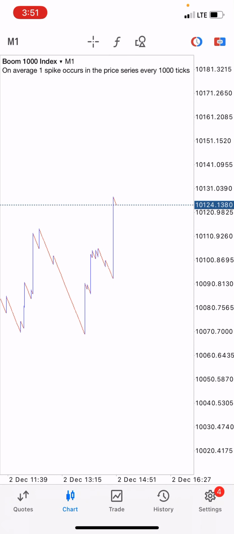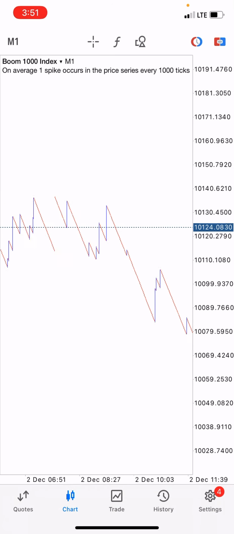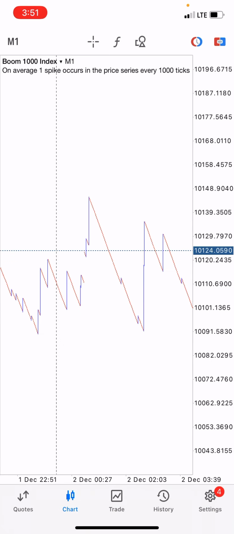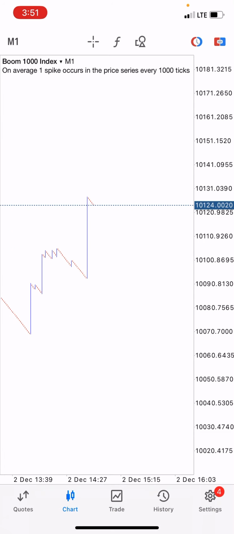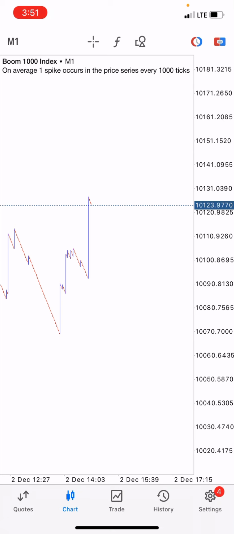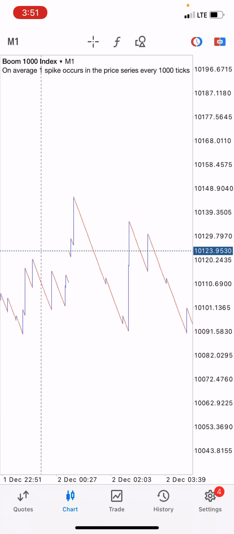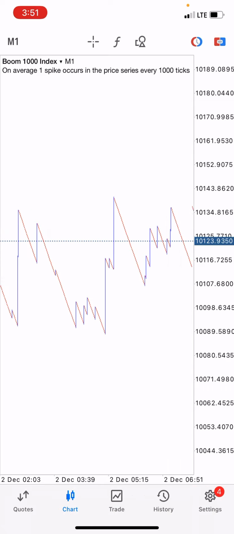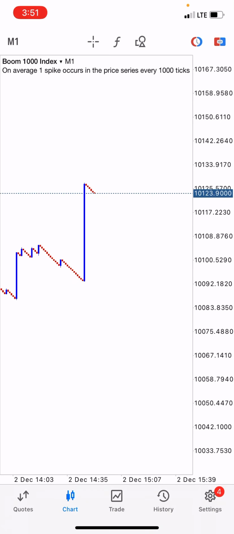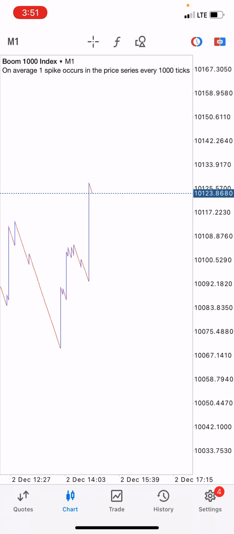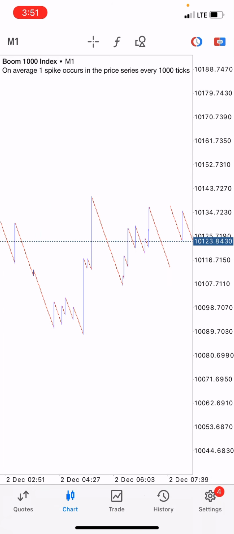I posted a video earlier on how to catch boom and crash spikes, but some people didn't really get what I said. Maybe the sound wasn't loud enough for some, but no worries. So I'm making another video, and this one is for mobile, but you can still apply the same settings for your PC. It's still the same setup. So let's get to it now.